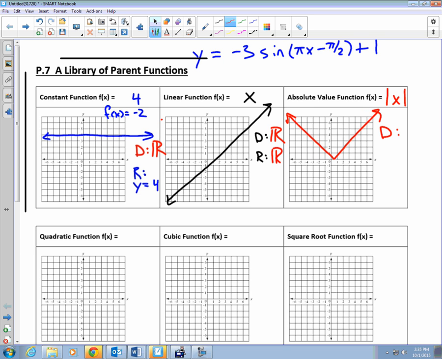All real numbers. But what kind of values can't you get out for the range? You can't get out negatives. So therefore, the range is all y values that are greater than or equal to 0. All the range values are from 0 on up. See that?